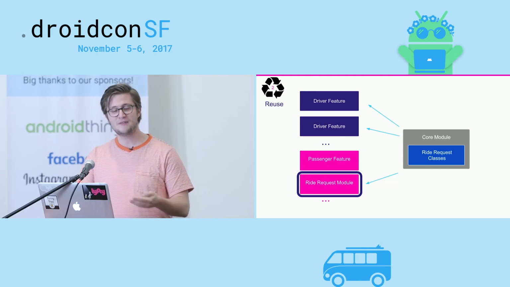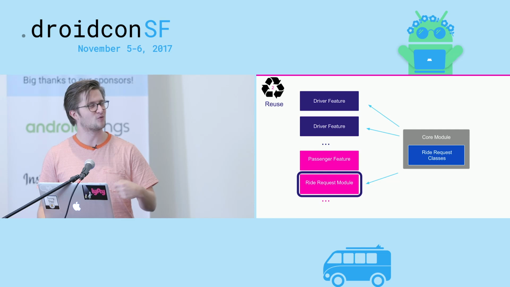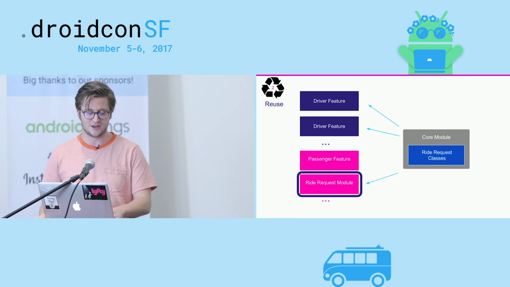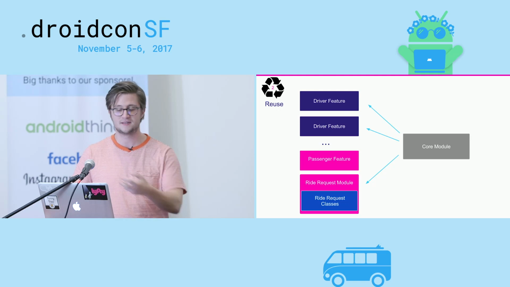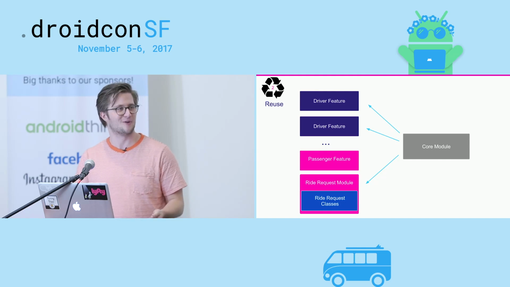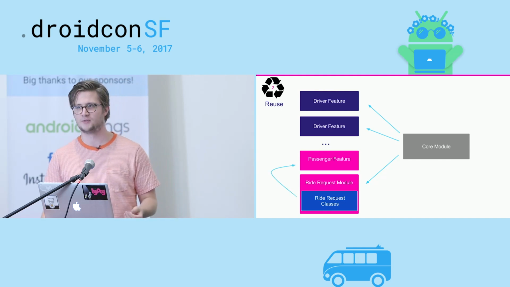And so even if a driver feature needs some of the other core module components, they're still getting these ride request classes that they don't really need. And so what makes sense to do here is to just move these ride request classes into the ride request module instead of having it in this core module. Now, let's say another passenger feature needs these ride request features. We can have modules obviously take dependencies on themselves to allow these ride request classes to still be used where it makes sense.